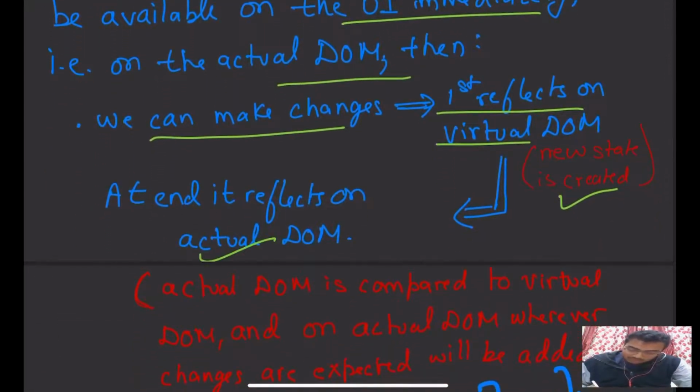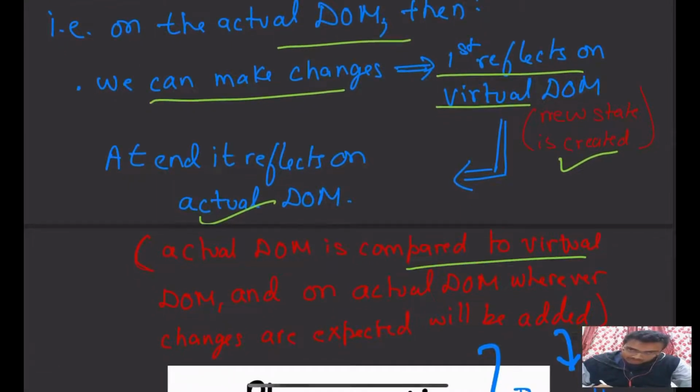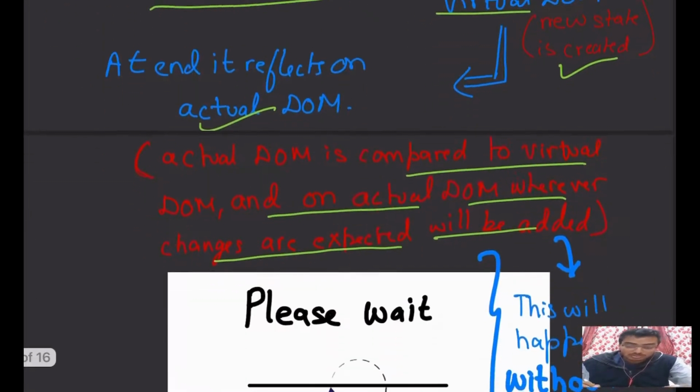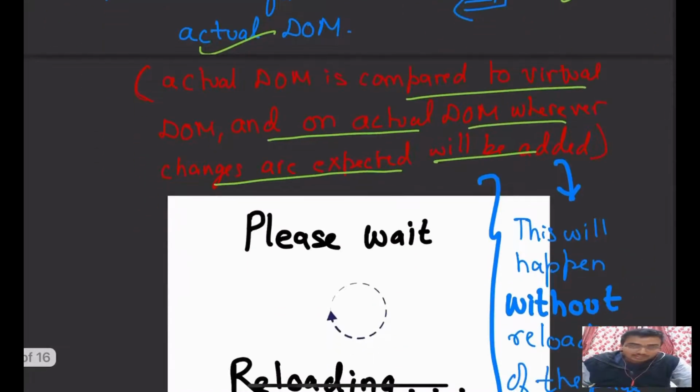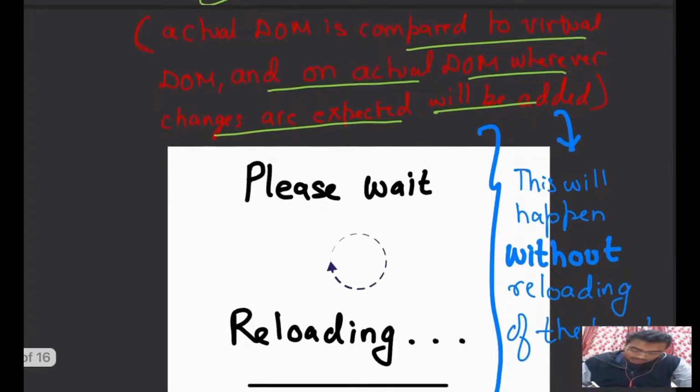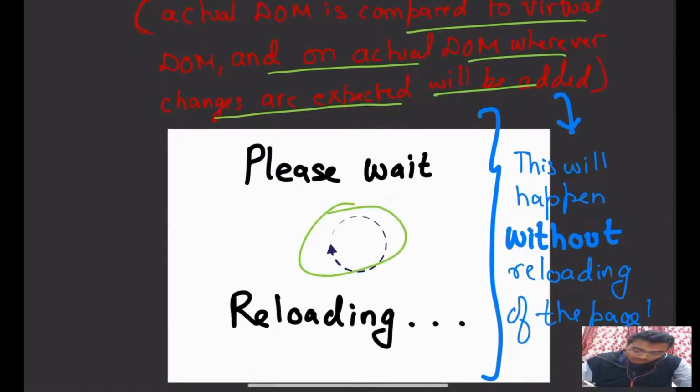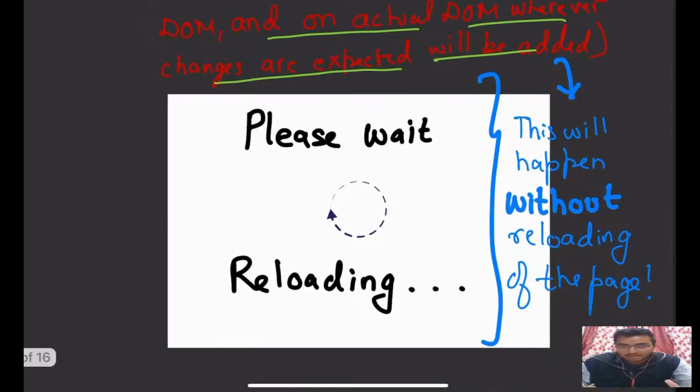The actual DOM is compared to the virtual DOM, and wherever changes are expected on the actual DOM, they will be added. The benefit of this is that the changes you are updating happen in real time, without reloading of the page. So reloading of the page would not occur, and that amount of time is also saved. This is another added benefit of React.